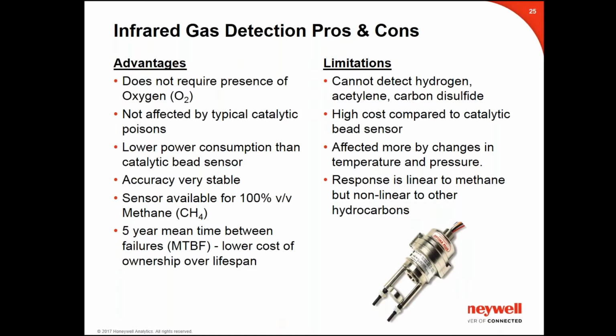Some of the limitations for infrared gas is that we can't detect hydrogen, we can't detect acetylene or carbon disulfide. They are more expensive than catalytic bead sensors. They are affected more by changes in temperature and pressure. And their response is linear to methane, but non-linear to other hydrocarbons. So you're going to be linear to the gas that you calibrate to, but if you calibrate to methane and propane comes along, your reading is not going to be accurate.